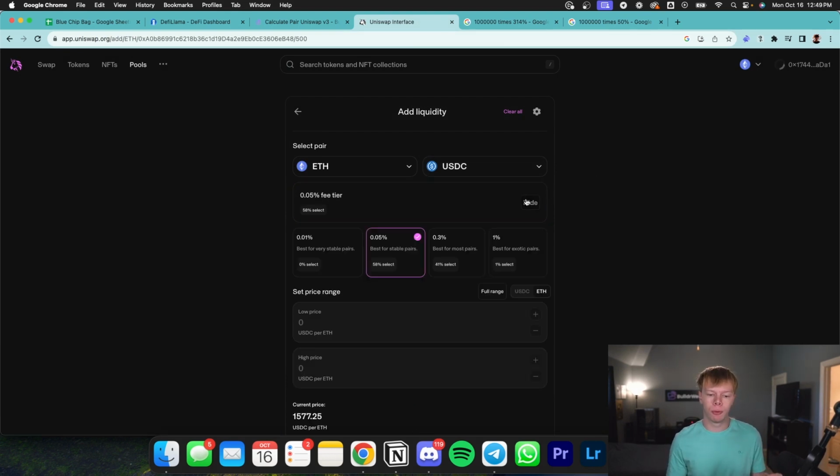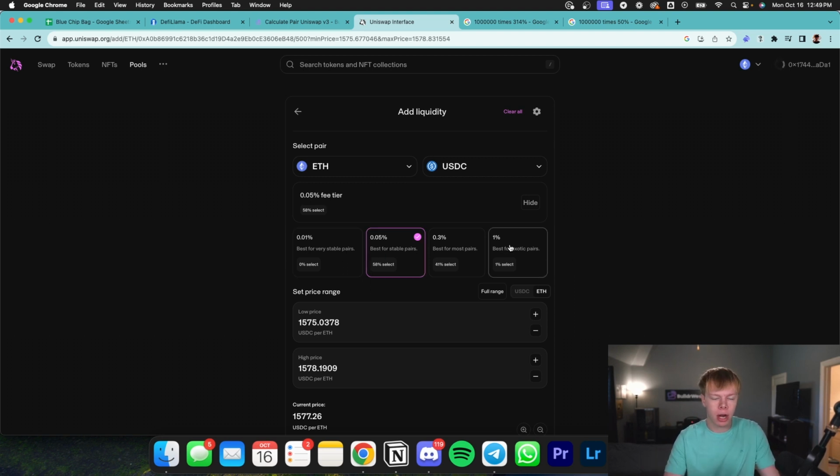Uniswap v3 allowed for 4 different fee tiers to be used. One is 0.01%, one is 0.05%, one is 0.3%, and one is 1%. Basically, you have 4 different fee tiers to select from when you are providing liquidity. And these fee tiers are basically the fee that is collected on the overall trade amount.